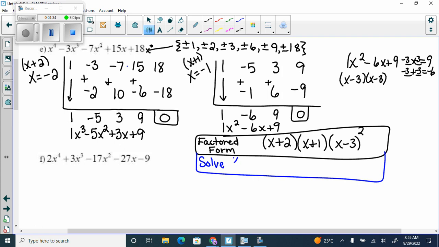So we get x plus 2 equals 0. x equals -2. We get x plus 1 equals 0. x equals -1. And then we get x minus 3 equals 0. x equals 3. And we'd say multiplicity 2, because there's 2 there.